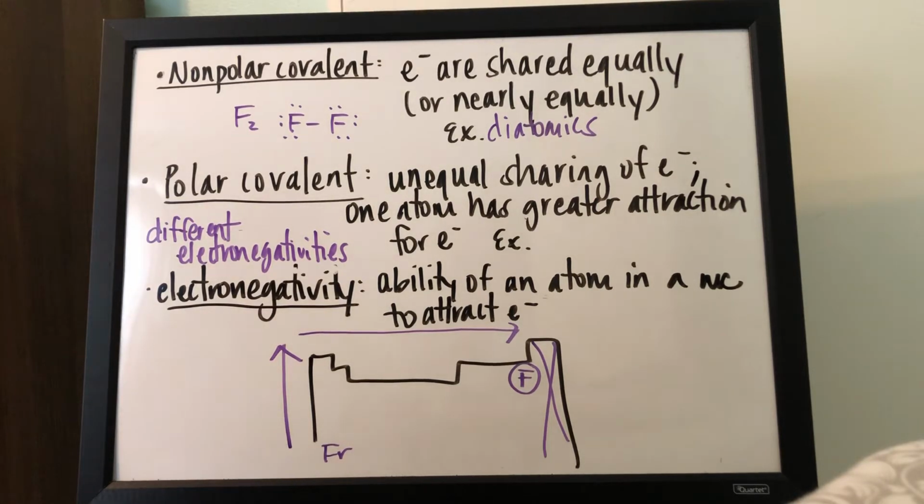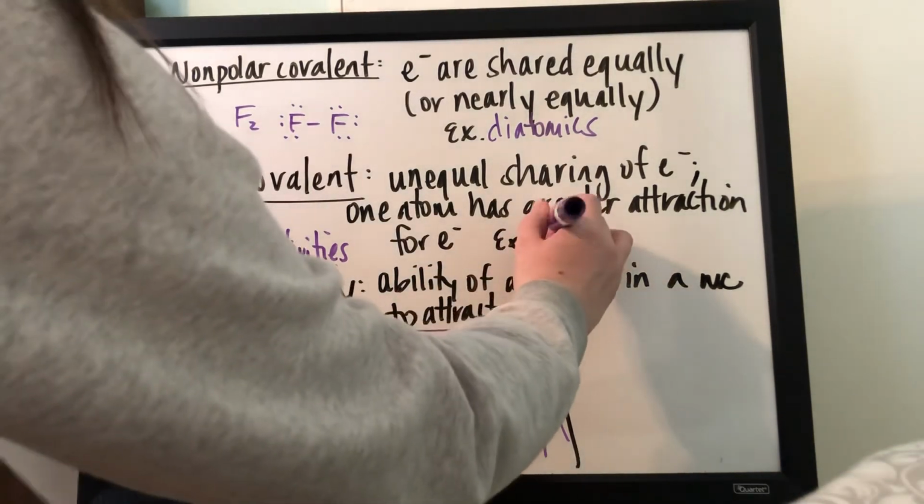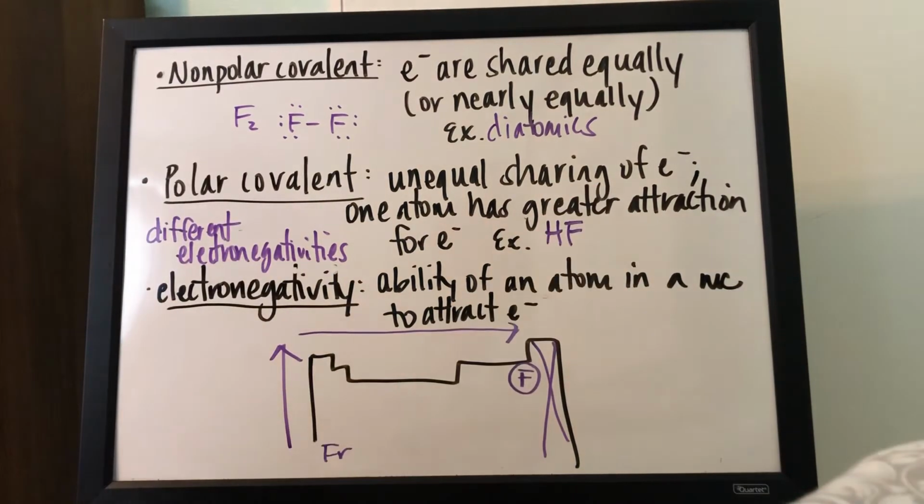A great example would be basically anything bonded to fluorine, because fluorine is your most electronegative atom. For example, HF is considered a polar covalent bond.